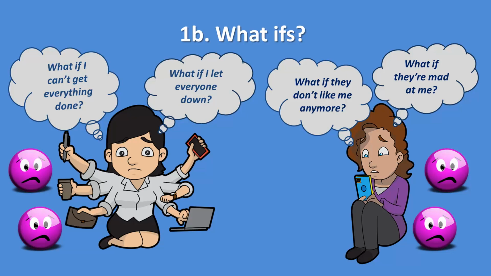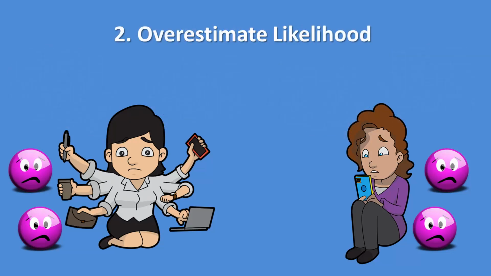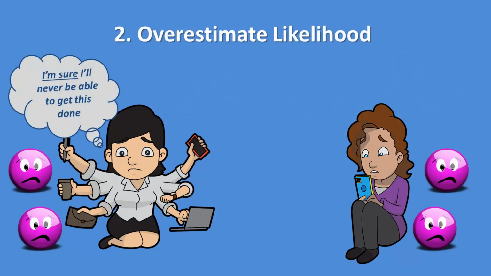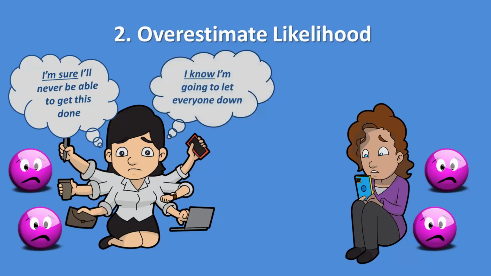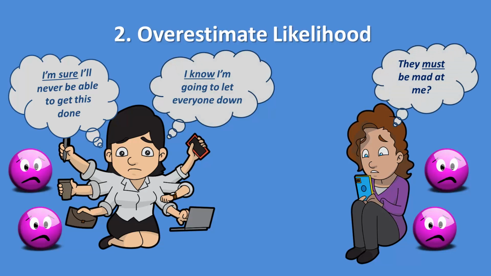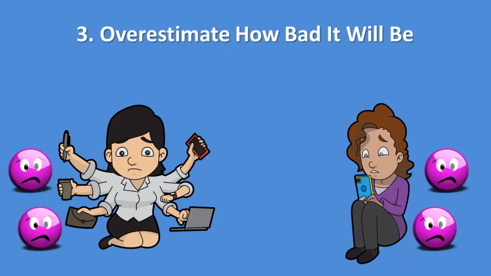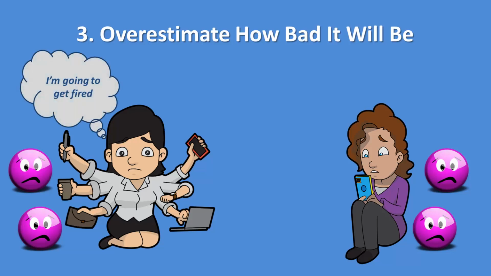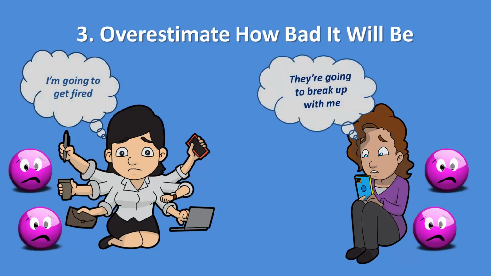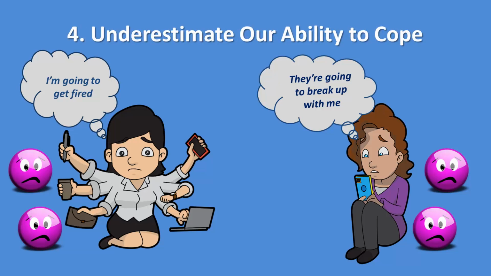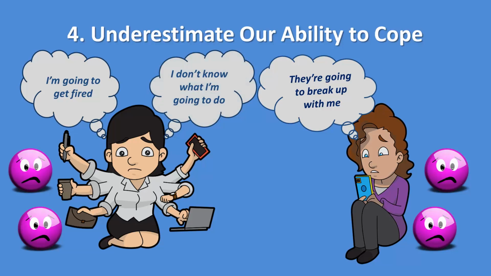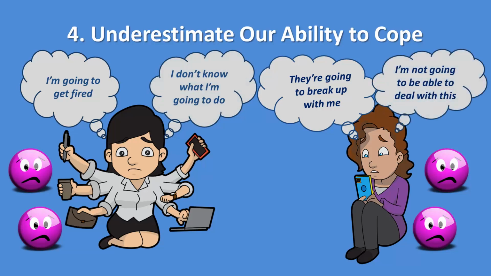And second, we overestimate the likelihood that this bad outcome will occur. I'm sure I'll never be able to get this done on time. I know I'm going to let everyone down. They must be mad at me. And then we overestimate just how bad things will be. I'm going to get fired. They're going to break up with me. And we underestimate our ability to cope with that negative outcome if it does arise. I don't know what I'm going to do. I'm not going to be able to deal with it.